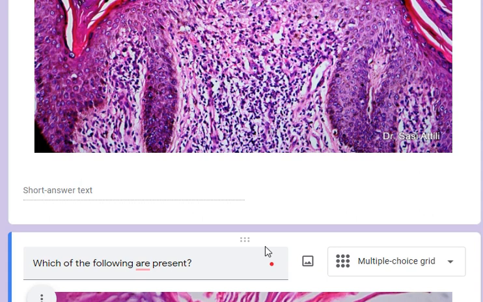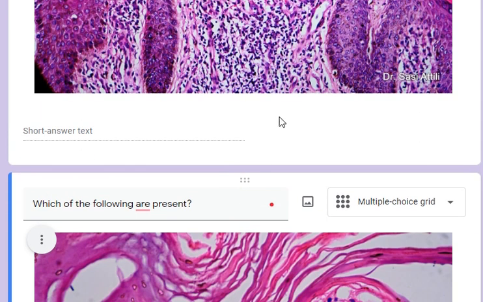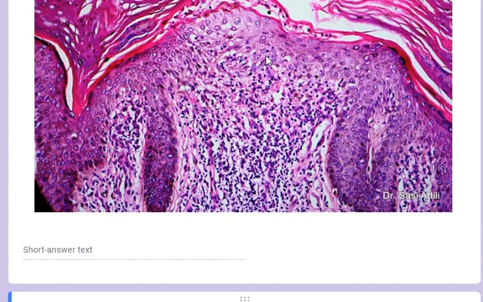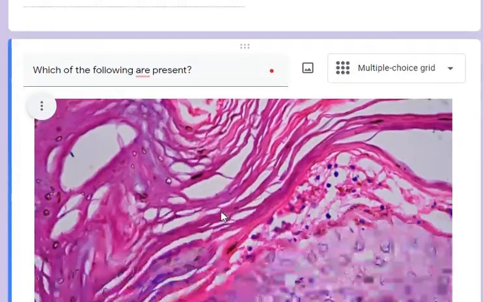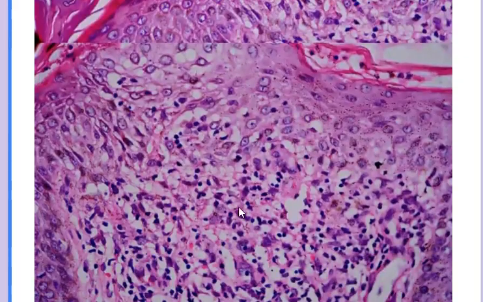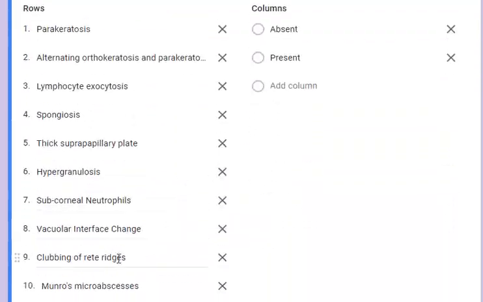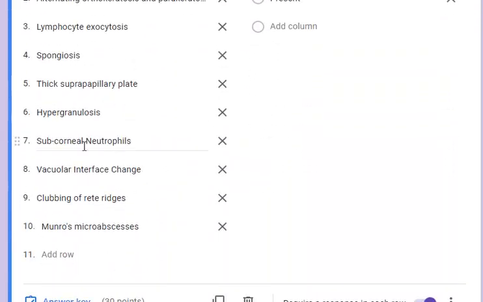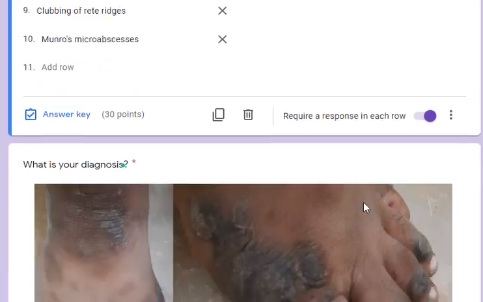Spongiosis itself does not exclude the diagnosis of psoriasis. We have to look at the overall features. Subcorneal neutrophilic microabscesses are absent. Remember, Munro's microabscesses are the same as subcorneal neutrophilic microabscesses. If you find microabscesses within the epidermis, they are called spongiform pustules of Kogoj. So just to confuse you, both mean the same thing.